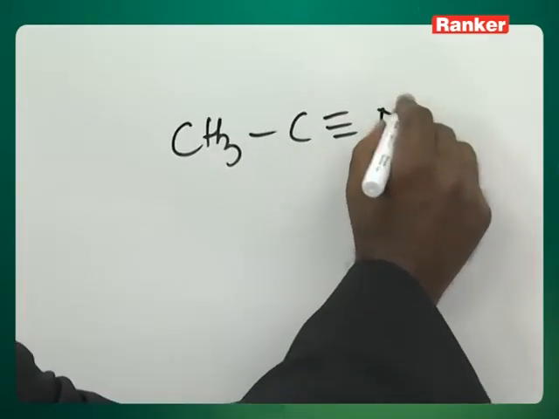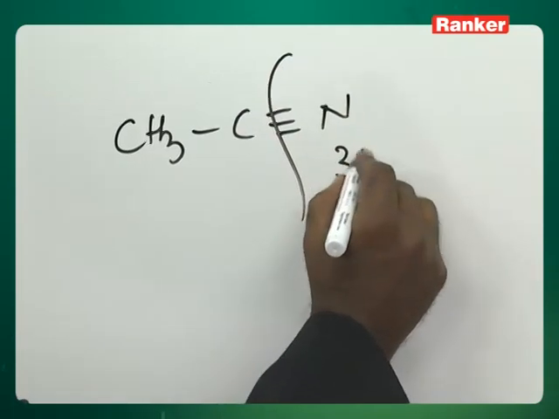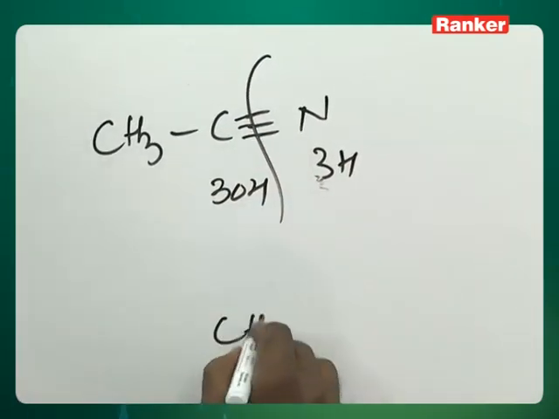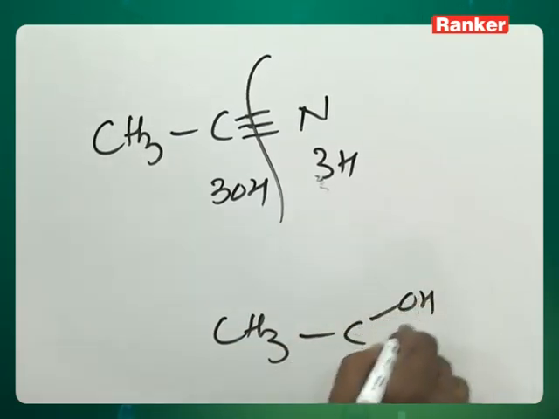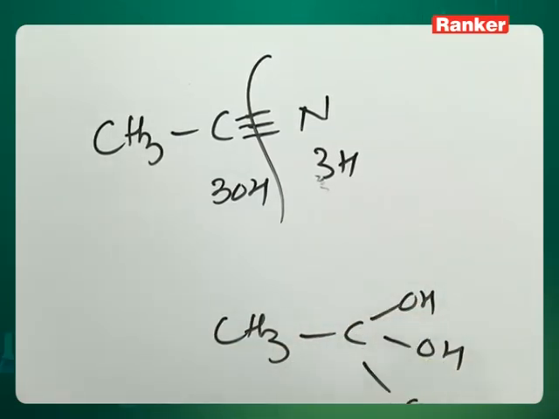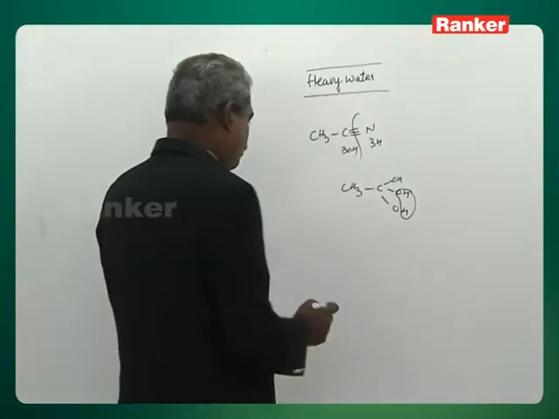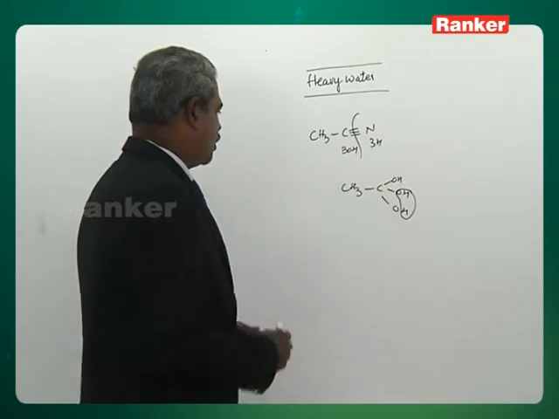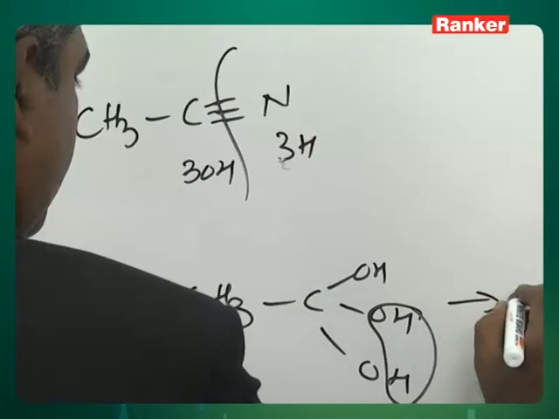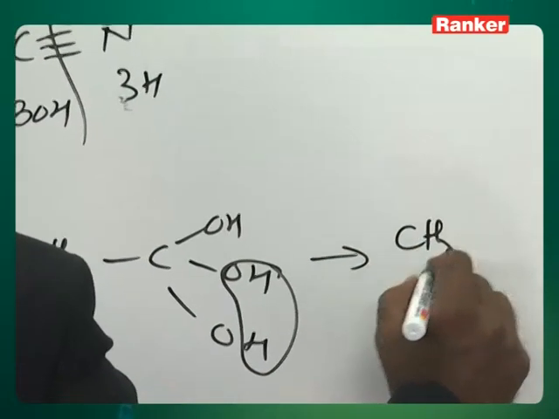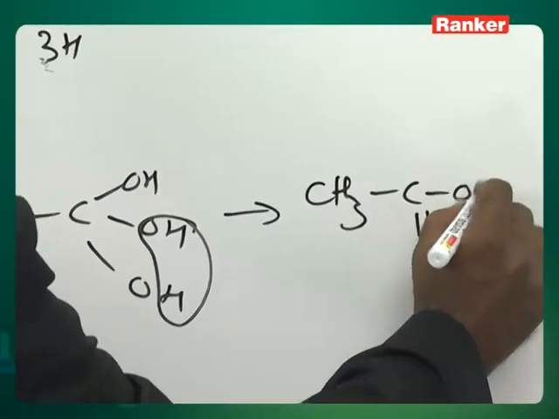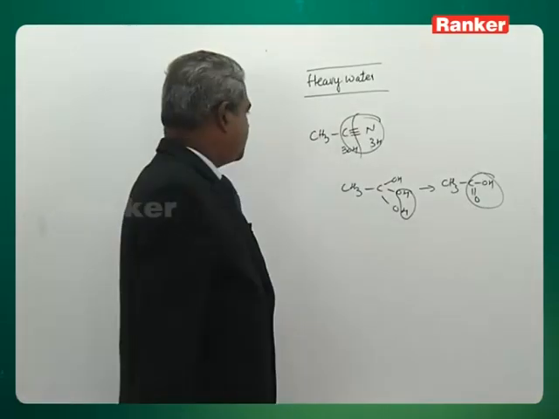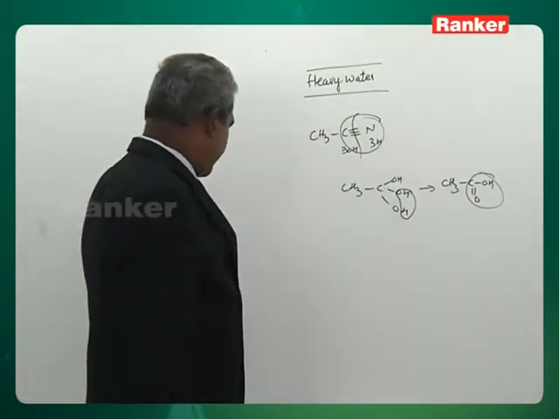CH3CN, cyanide hydrolysis, break the bond. 3H, 3OH, CH3C(OH)3. Remove water. Why am I removing water time and again? Carbon cannot handle more than one OH. One OH, remove water. You get CH3COOH, acetic acid. So cyanides give carboxylic acids. Cyanides on hydrolysis give carboxylic acids.